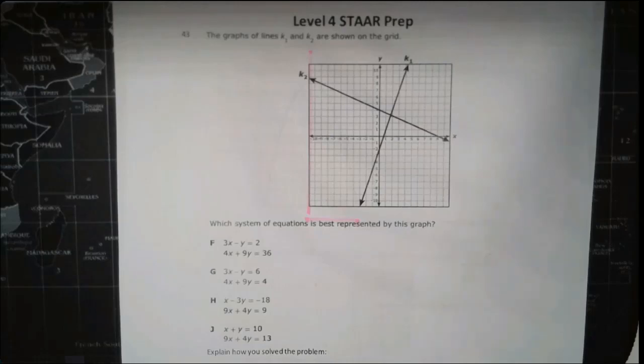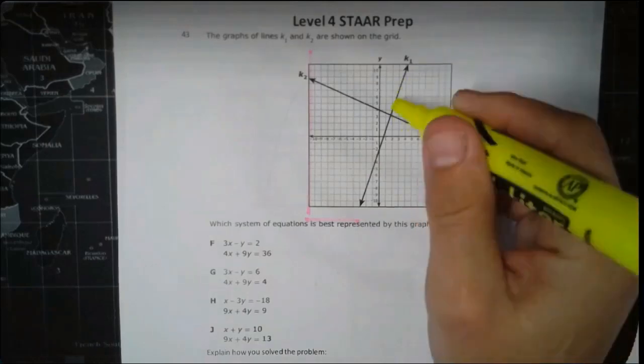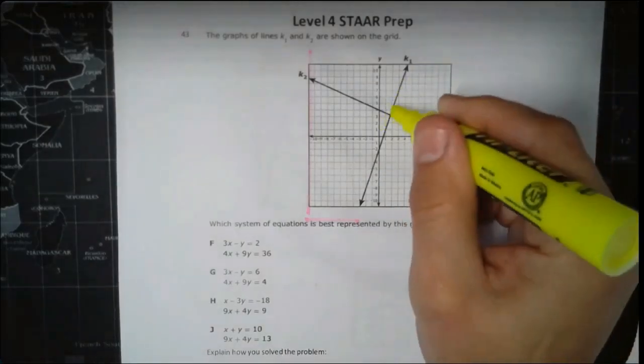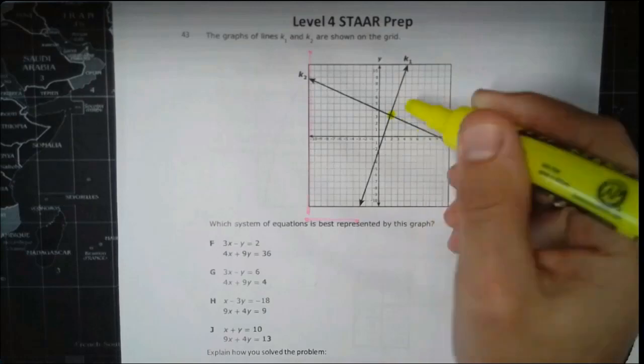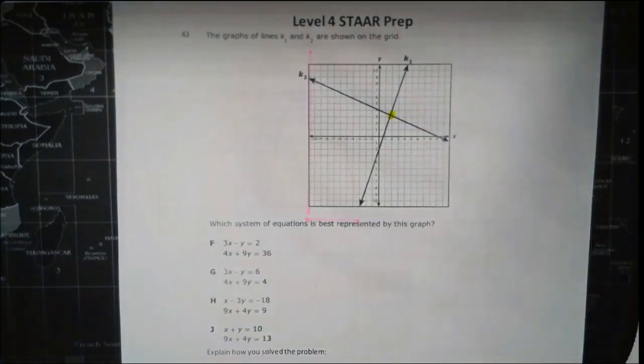Alright, in this problem, notice on problem 43, it says the graphs of line K1 and K2 are shown on a grid. Which system of equations is best represented by this graph? So first of all, what you're really looking at, the solution to this graph is where they cross here. So that's an important point. That's a point that'll make both these equations true. And it wants to know which system best matches it.